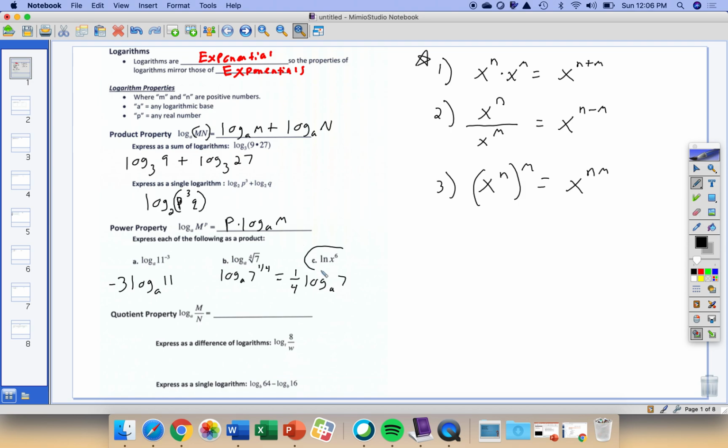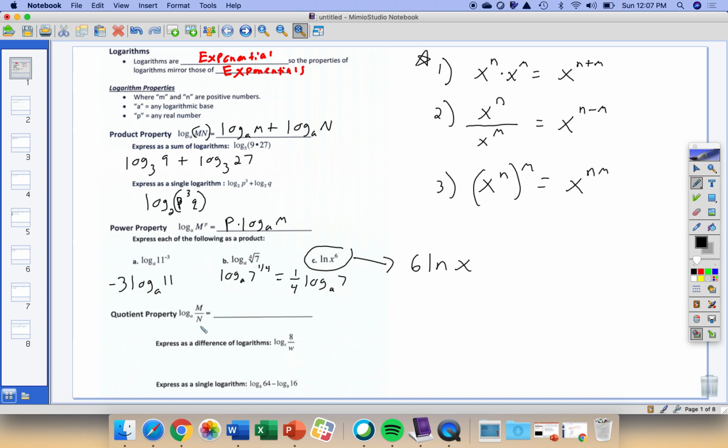And then there's this one, which I'll just slide right over here. I get natural logs. They have the same rules as regular logs because natural log just means log base e, right? ln is natural log. So this has become 6 times the natural log of x.